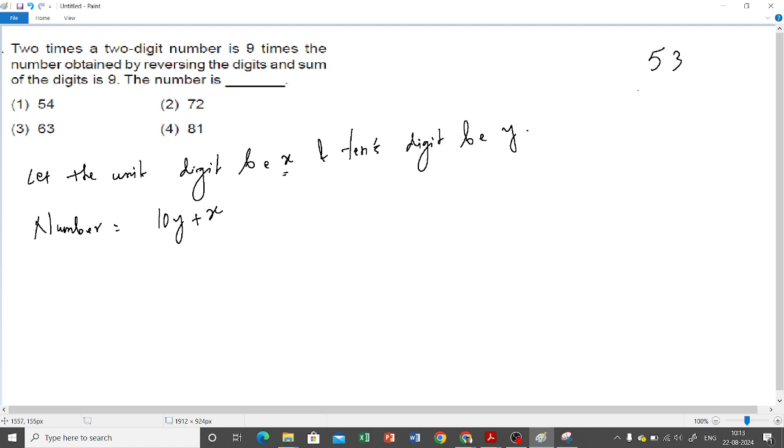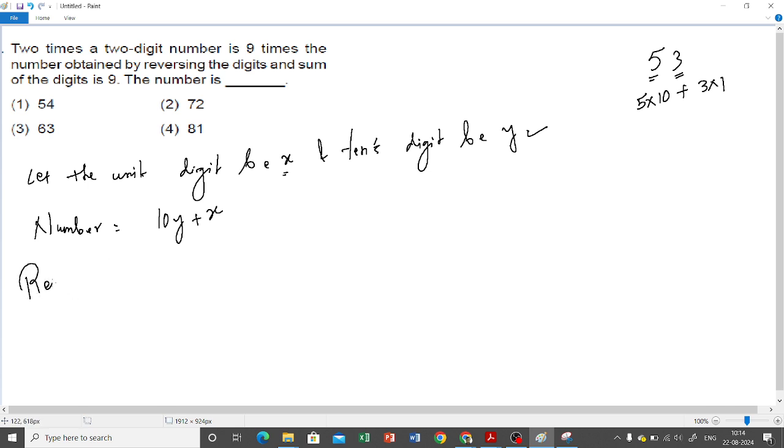Say for example 53. How can I write down 53? 5 into 10 plus 3 into 1. Why? Because this is the unit digit and this is the tens digit. So multiply the digit with its base value and you will form the number. So here the tens digit is y and the unit digit is x, so the number is 10y plus x.